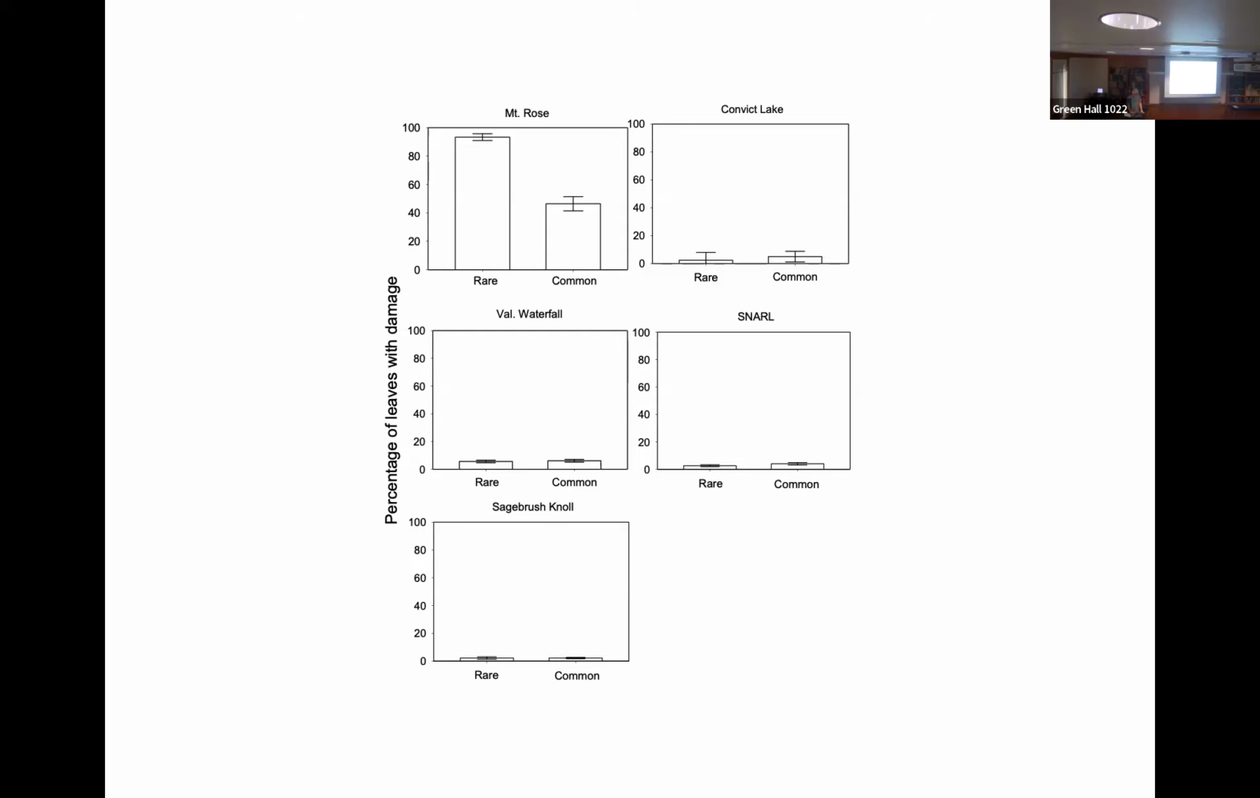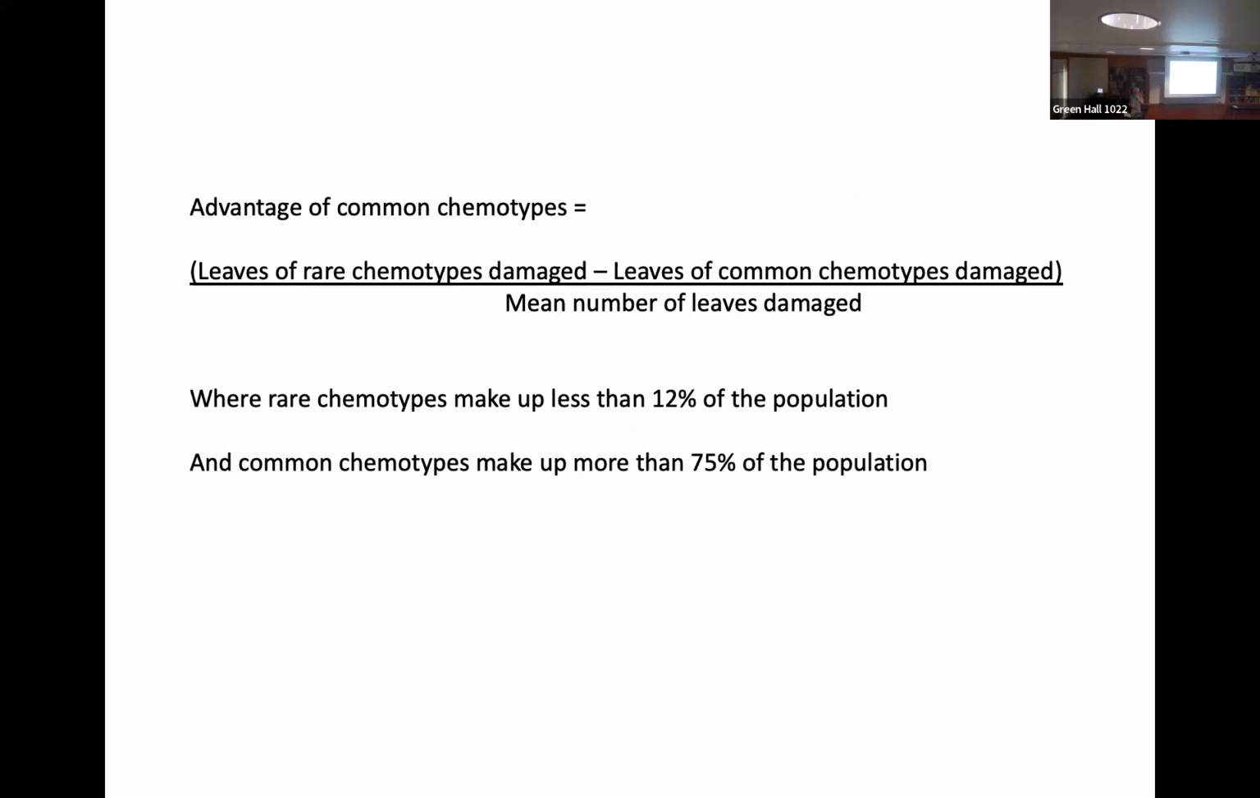And so we've now wondered if this same pattern would apply more generally, and if this pattern might provide some evidence about the kind of selective drivers of the communication system. So for a bunch of different populations, we attempted to calculate the advantage of common chemotypes. This is simply how many leaves of the rare chemotypes get damaged minus how many leaves of the common chemotypes get damaged at that same site, divided by the mean level of damage.